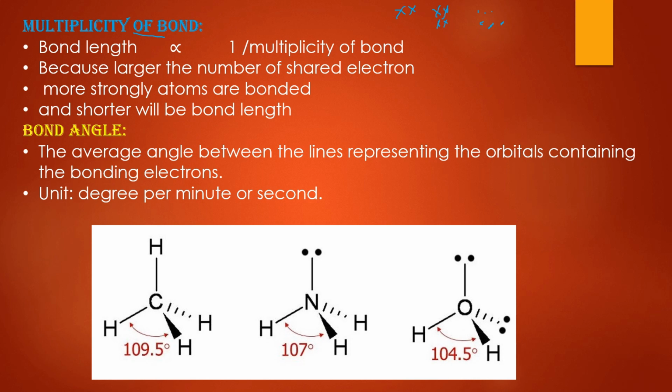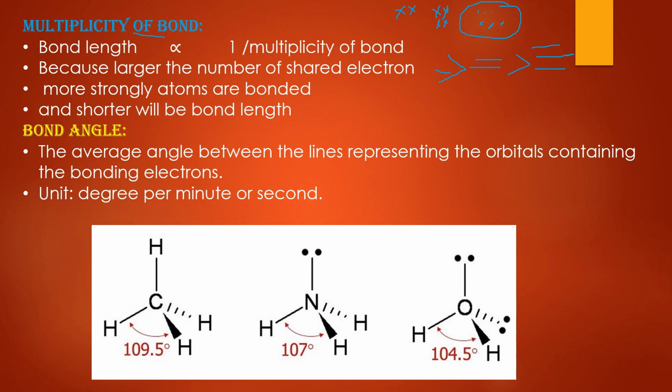Now, the more the shared pairs of electrons, the more the attraction between the two atoms, the less the distance between the nuclei, and the less the bond length. So we can say that bond length is inversely proportional to the multiplicity of the bond. This means the bond length of a triple bond is less than that of a double bond, and then a single bond.